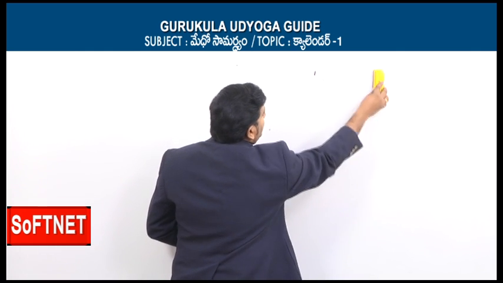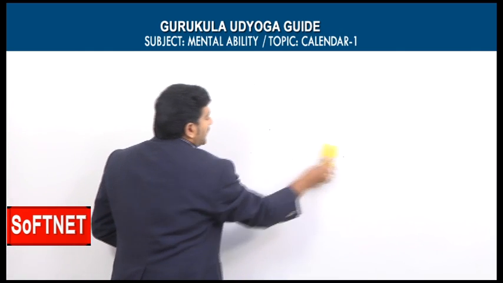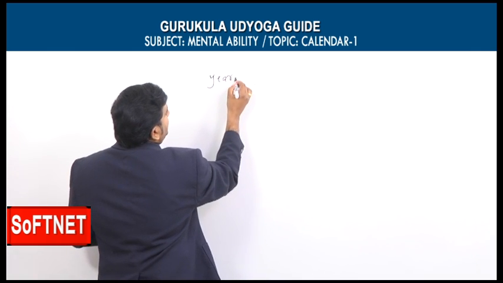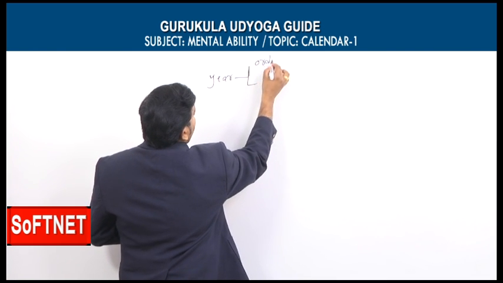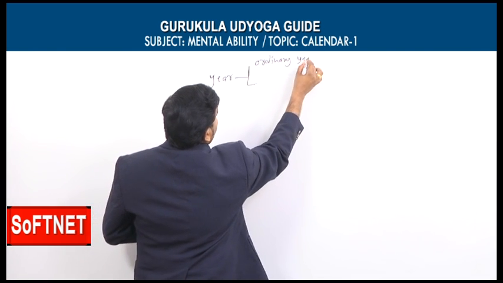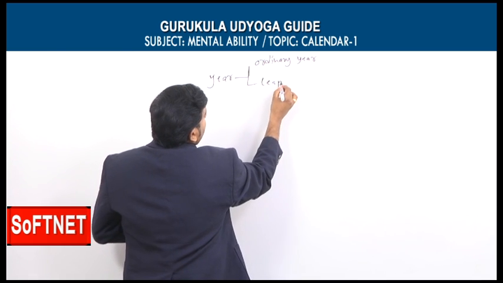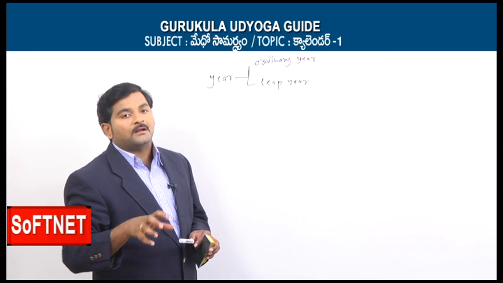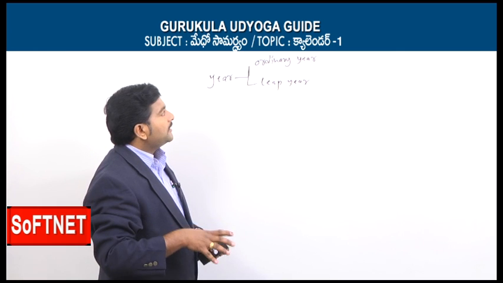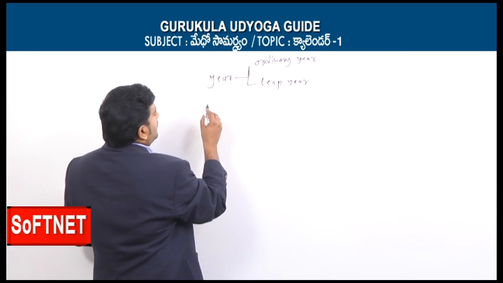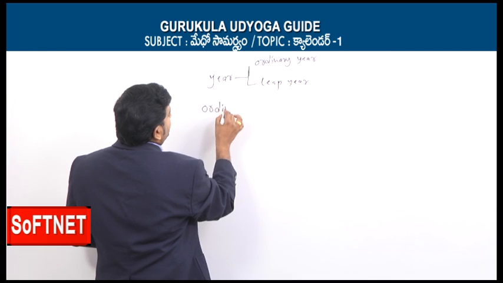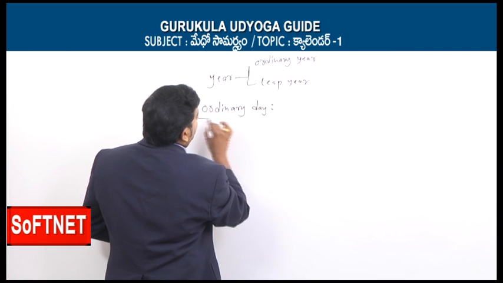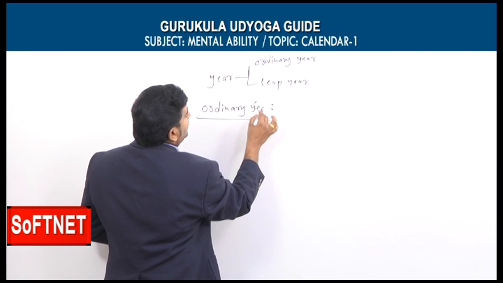Usually years are of 2 types. One is the ordinary year and the next one is the leap year. First we will discuss the concepts of ordinary year: which year is said to be an ordinary year, how many days are there in this, and the remaining things also. Ordinary year అని చెప్పి అన్నాం.